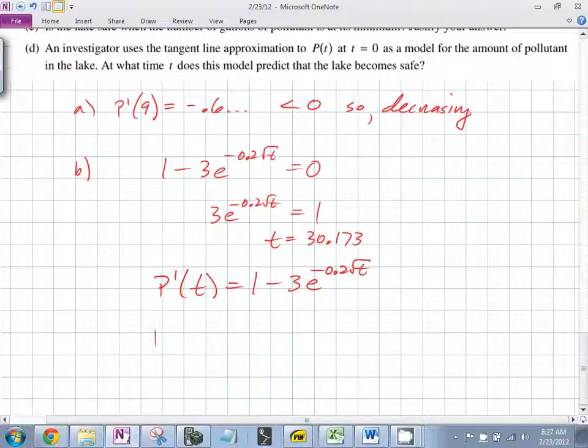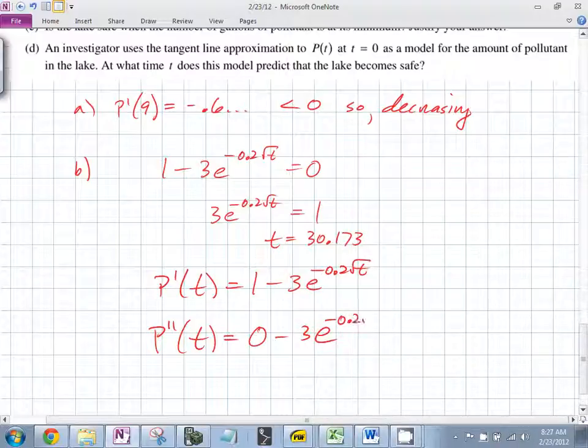So let's find the second derivative, P double prime of t. What's that going to be? 0 minus 3e to the negative 0.2 root t times what? Negative 0.2 over... we're taking the derivative of this. So what do you drop to the front? A 1/2, so it's over 2 times t to the what power? Negative 1/2, like that. So yeah, you'd have to type that out.